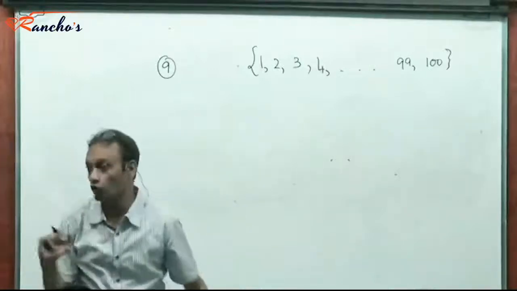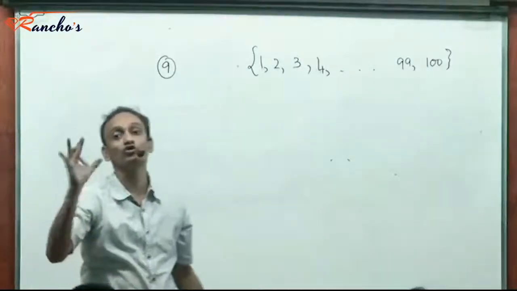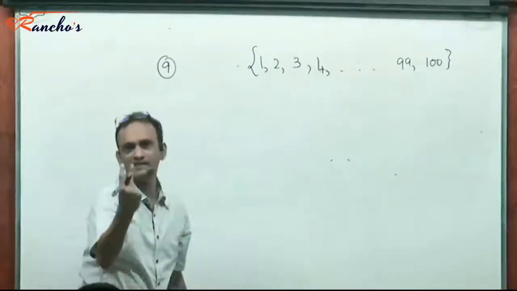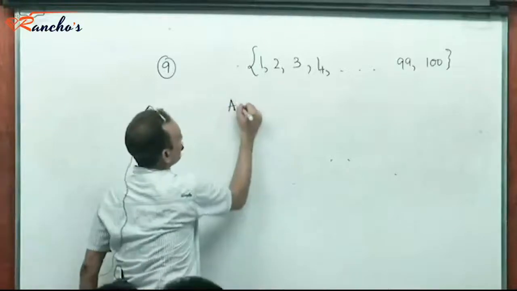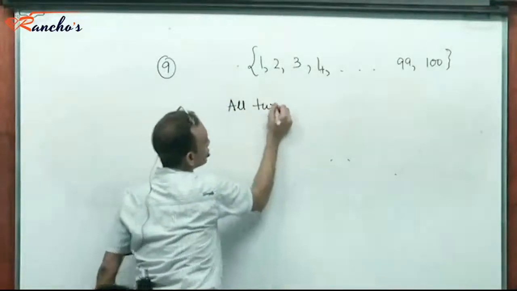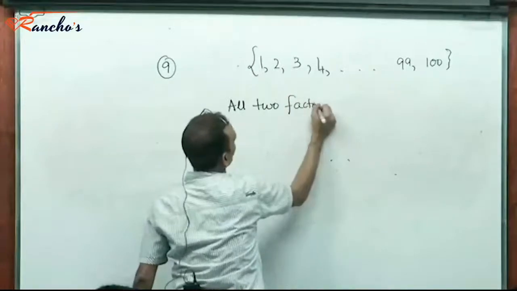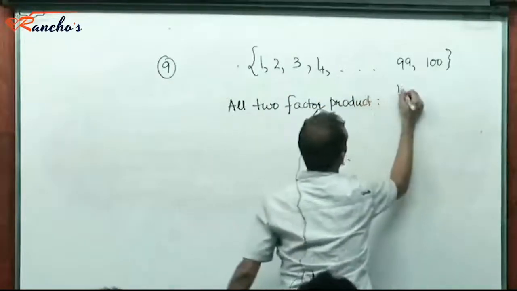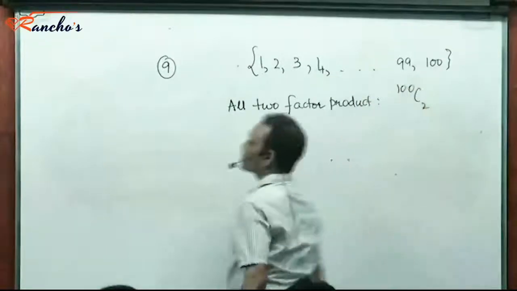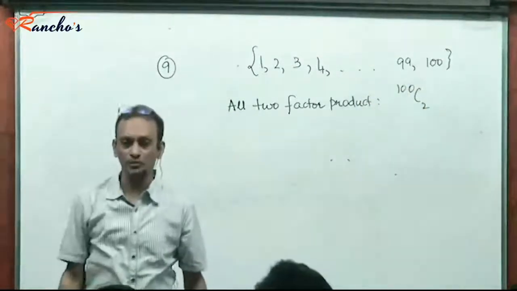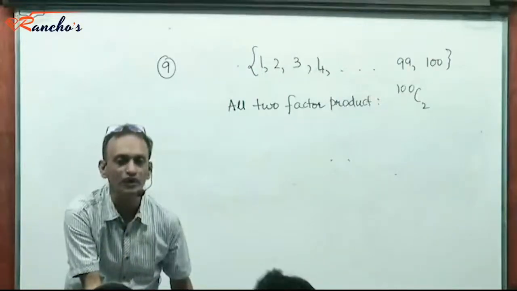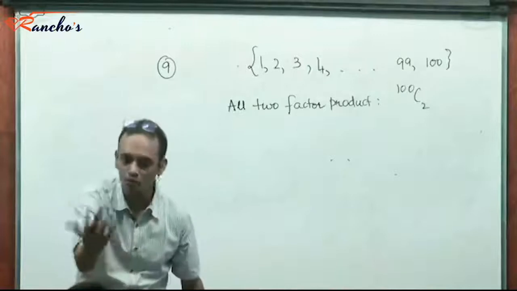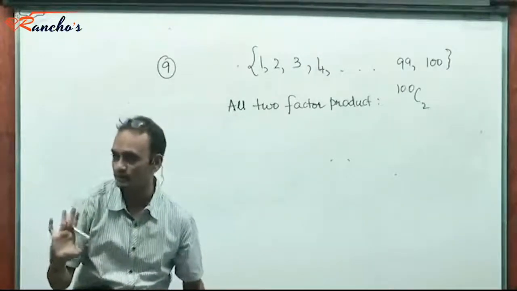Now, first of all, if there was no condition, if I had to just find all two-factor products, 100 C2, right? From 100, I select 2. So all two-factor products would add up to 100 C2. That will give me the total number of two-factor products. Every time you select two numbers, you have selected a two-factor product. So the whole question is, in how many ways can you select two numbers from 100? That will be the number of two-factor products, right? 100 C2 ways.